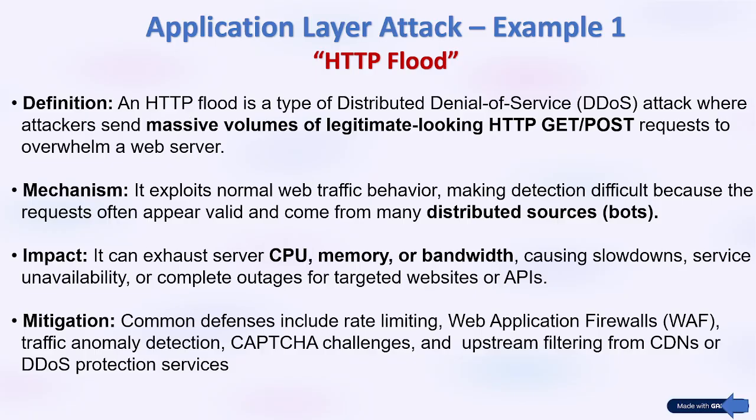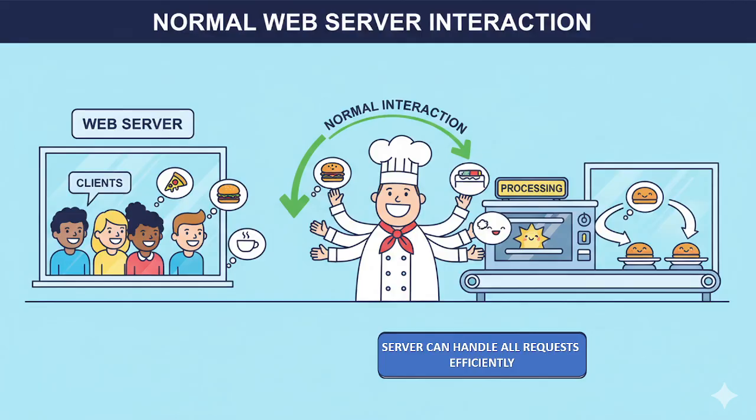So let's understand HTTP flood with the help of images. First, let's visualize a normal web server interaction. Imagine a busy restaurant where customers order food or make requests. So customers are clients here, and the food request goes to the kitchen, or server. The kitchen can handle all the orders efficiently.